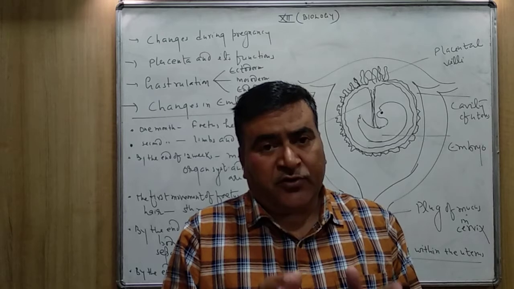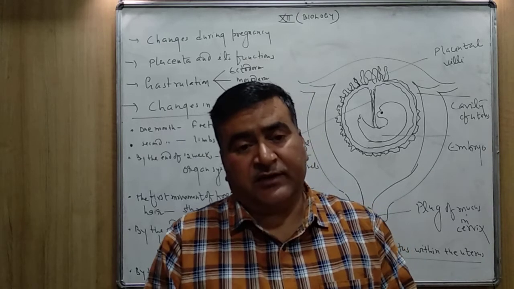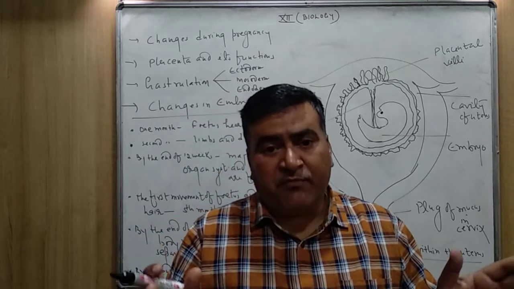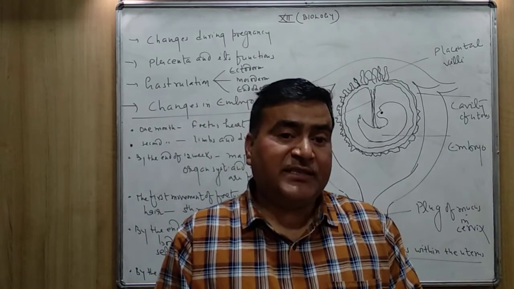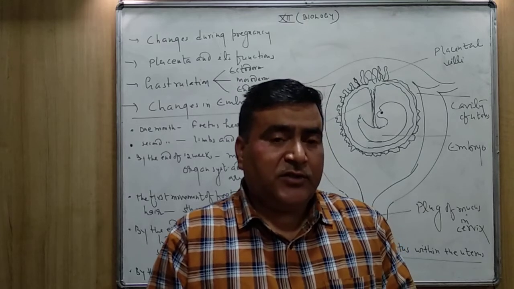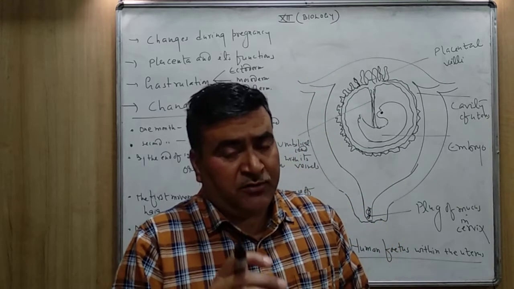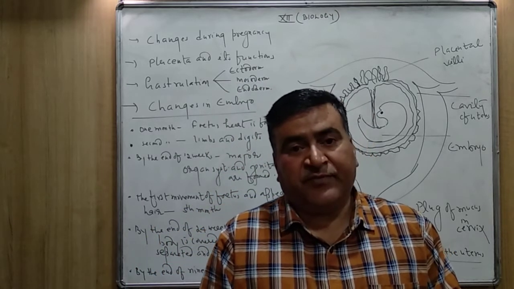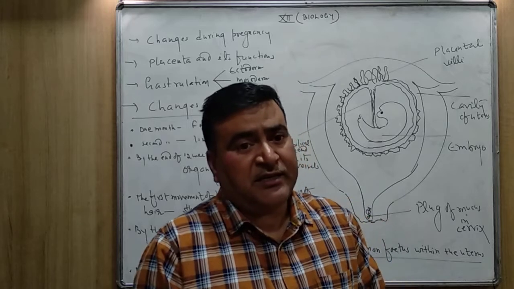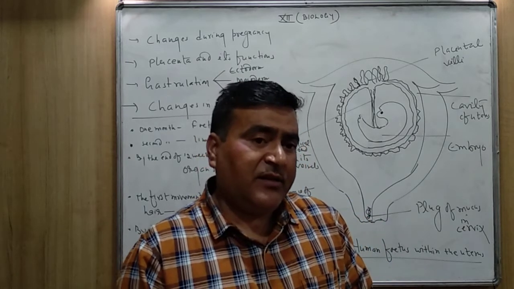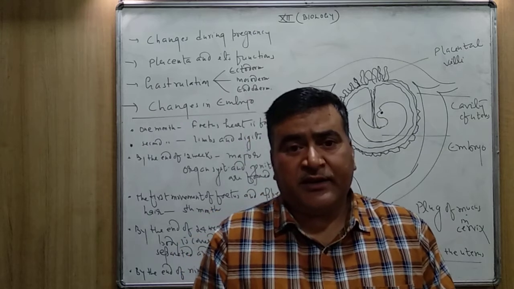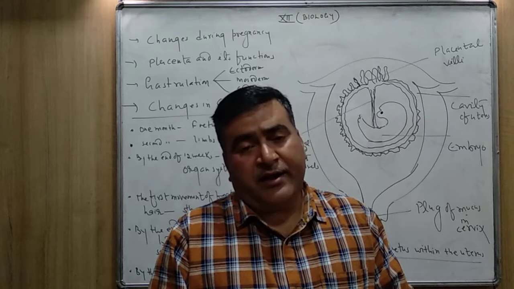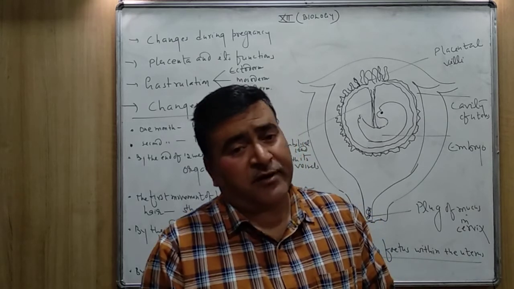And these chorionic villi, along with the uterine tissues, both are combined together to form placenta. So the trophoblast of the blastocyst helps in the formation of placenta. And what is placenta? Placenta is a disc-like structure which is formed inside the mother's uterus, and the placenta performs so many functions.